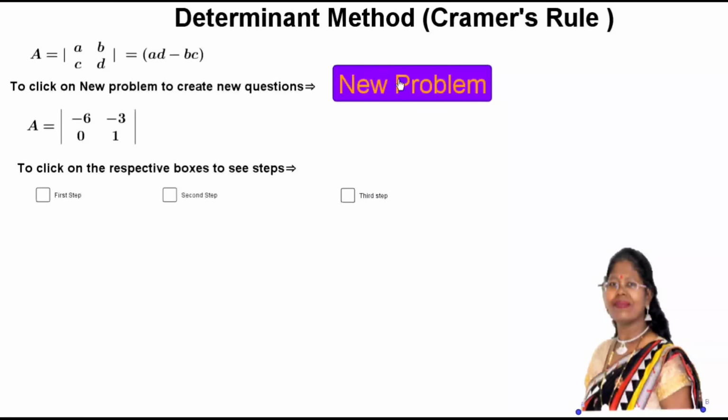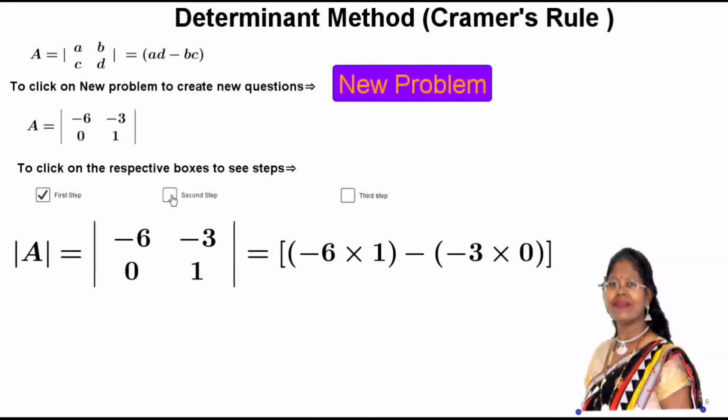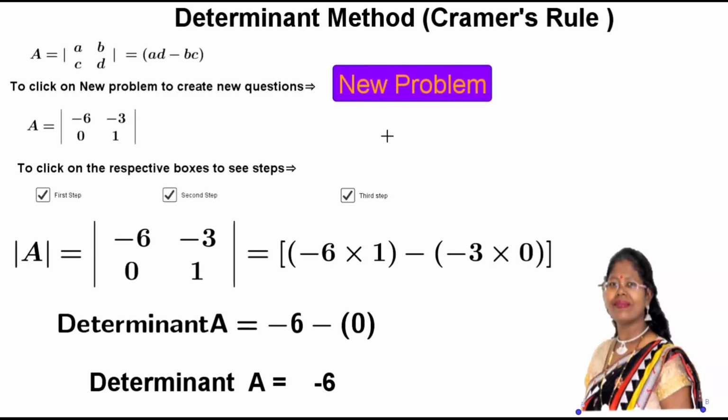See, new problem. First step, check. Second step and third step. Determinant of A is equal to minus 6.